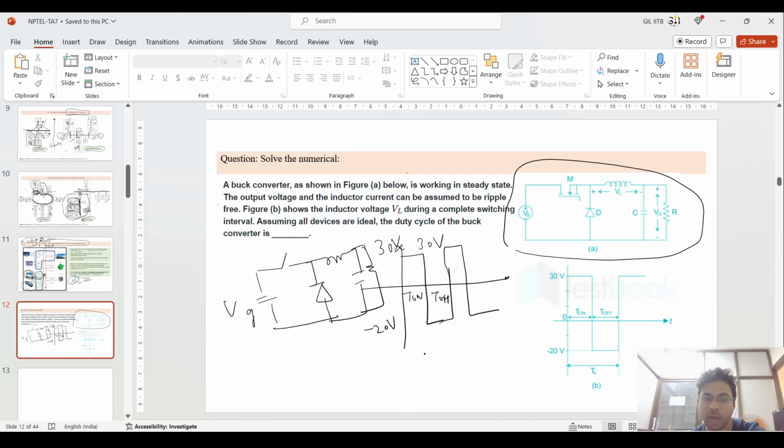The upper voltage is 30 volt, and the lower voltage is minus 20 volt. Please solve this question. You have 3-4 minutes to solve this question.